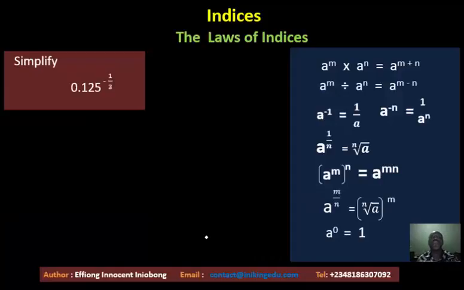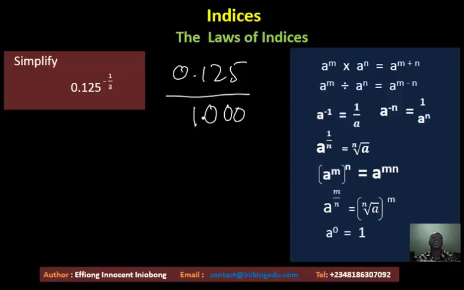Here we are told to simplify 0.125 raised to the power of minus 1 over 3. At first, you may want to run away, but do not. Simply look at 0.125 first, as I'm going to turn it to a fraction. I remember when I was in nursery 2, I was told I can write this as 125 over 1,000. That's all. With that, I'm okay.